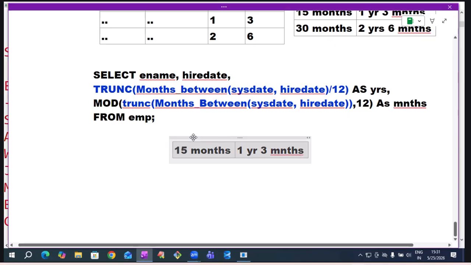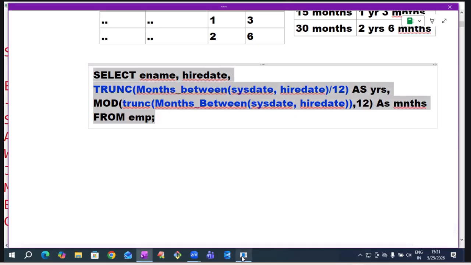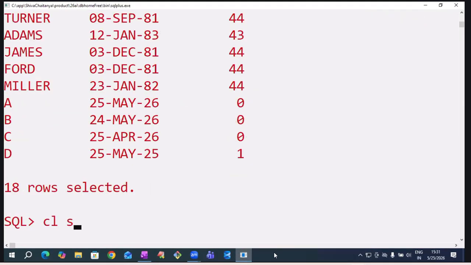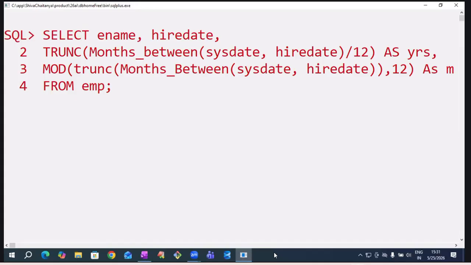So we get experience in the form of years and months. Like this. So I'm just copying this. Is this query working or not? Check here, sir. Okay, observe here.